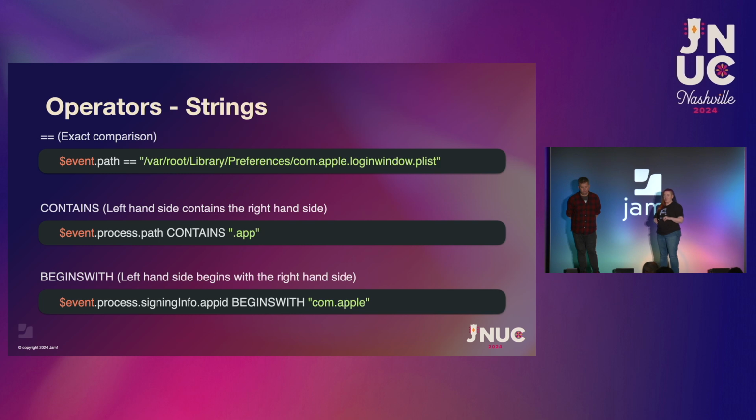Looking at our strings, I can do a comparison. So I'm looking for an exact comparison here. It has to be the same case. It has to have everything match. I can also determine if it contains something. So in this case, I am looking to see, does this particular process contain .app? Or I can figure out if it begins with something. So in this case, com.apple.